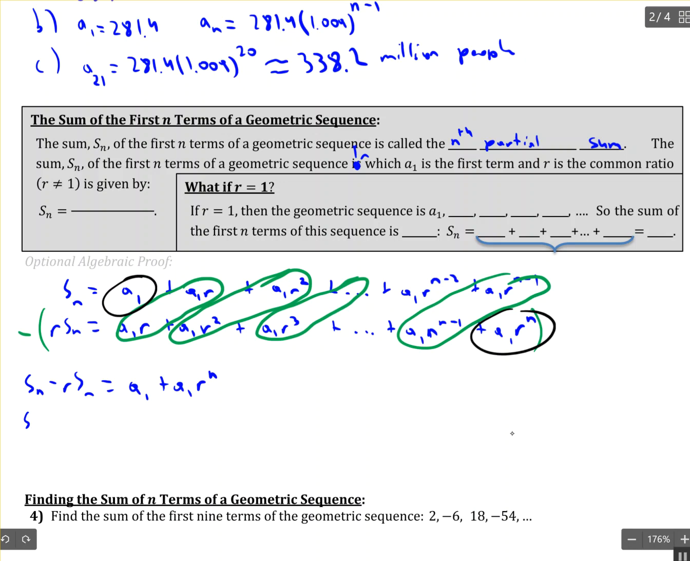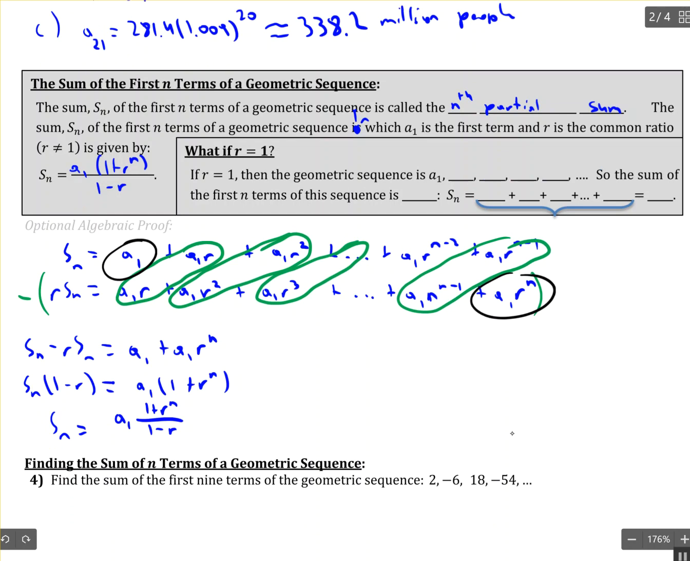Now let's factor an Sn out of both of these terms on the left side, and let's factor an A1 out of both of these terms on the right side. And so now let's solve for Sn by dividing by 1 minus r. So we get A1 times 1 minus r to the n over 1 minus r. And there's our formula. Again, you're never going to have to prove that or anything, but it's just kind of nifty. It falls in your lap pretty easily.